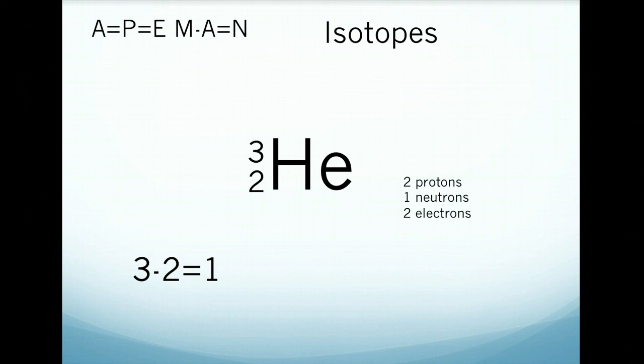So how does this differ from the most abundant form of helium that we saw before? Well, the number of neutrons is the only difference. So how do you get isotopes? Isotopes are formed when an element loses a neutron.